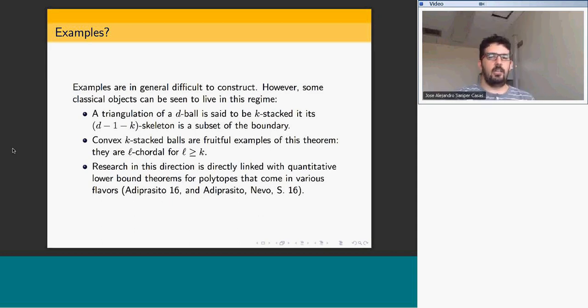So examples, in conclusion, from the things I've told you about, they're kind of tricky to come by. I told you this grew out of studying polytopes originally. A very nice class of polytopes: we're going to say that a triangulation of a d-dimensional ball is k-stacked if the k-skeleton of it is in the boundary. So in the interior of my ball, I have no high dimensional faces.